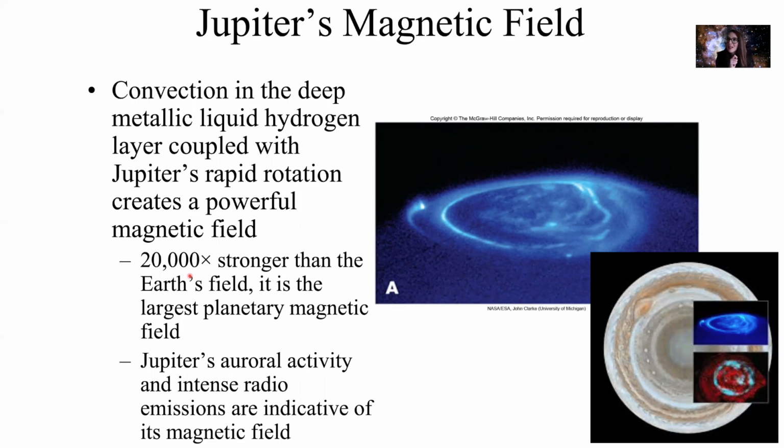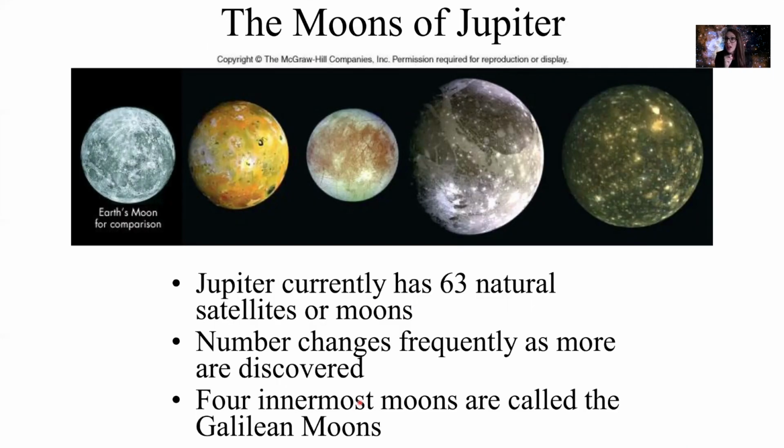We already talked about the aurora on the Earth. Same thing is happening for the aurora on Jupiter. Jupiter has a lot of moons. This slide I have to update because Jupiter no longer has only 63 moons. We think Jupiter now has 79 moons. We keep on discovering more and more moons as we observe Jupiter for a longer period of time. So this number changes all the time.